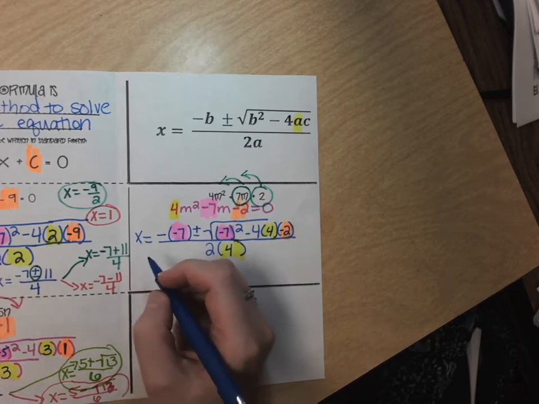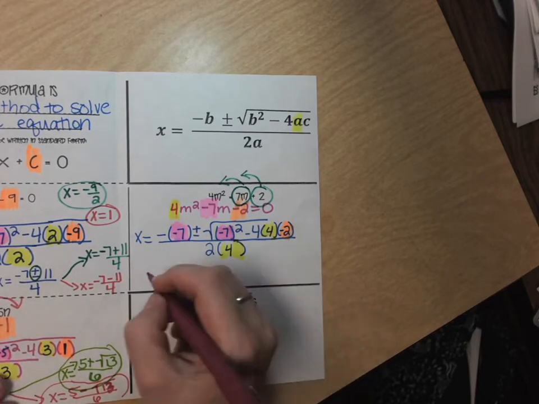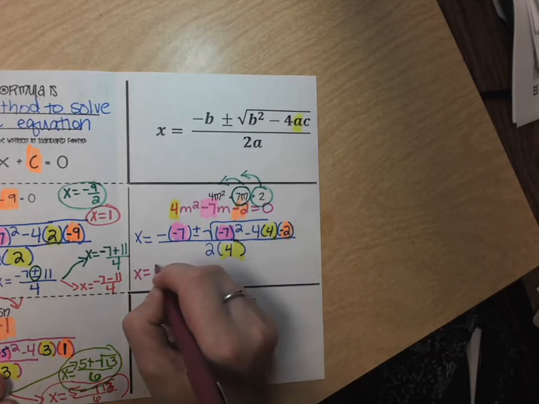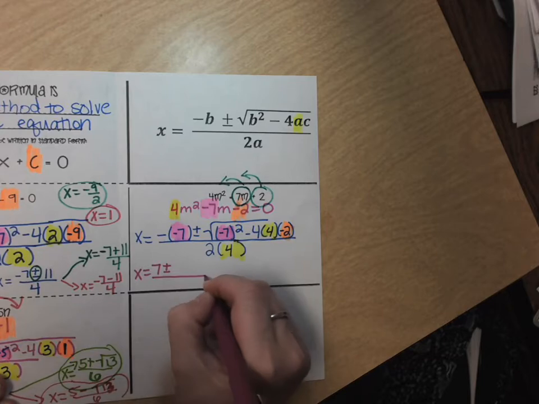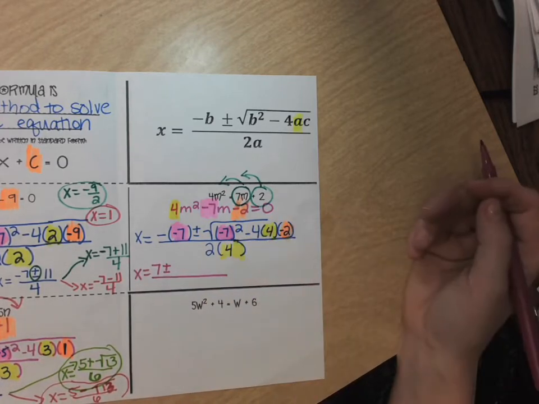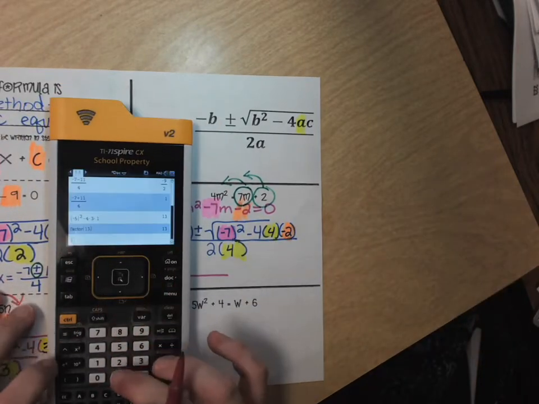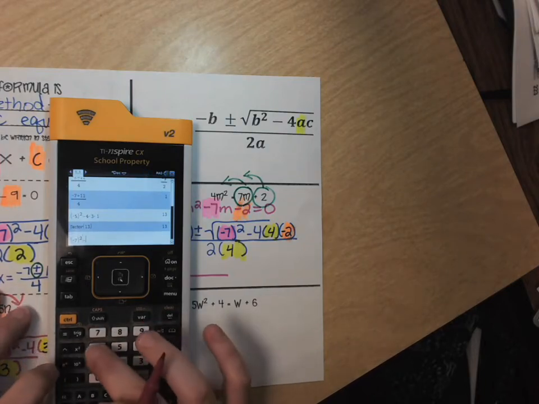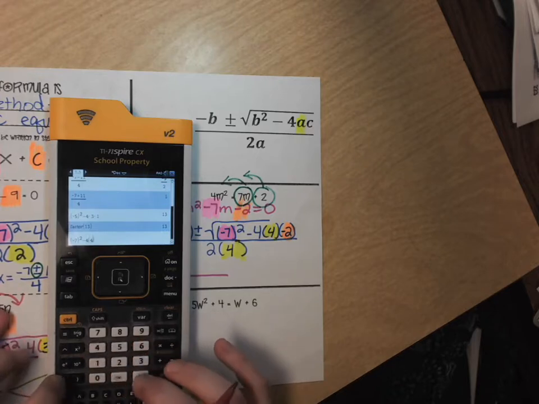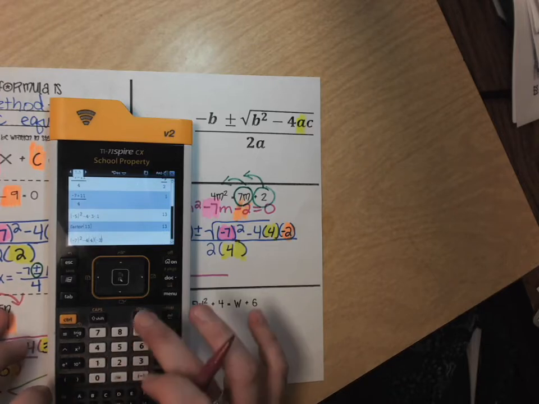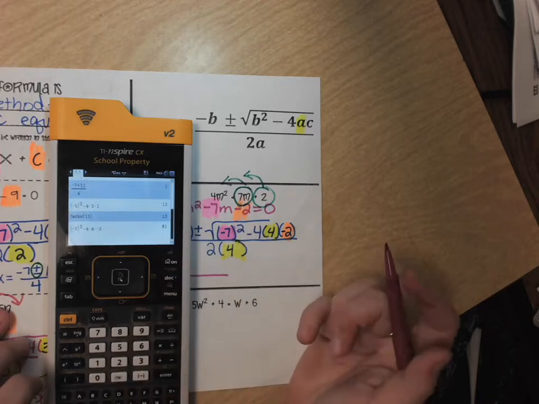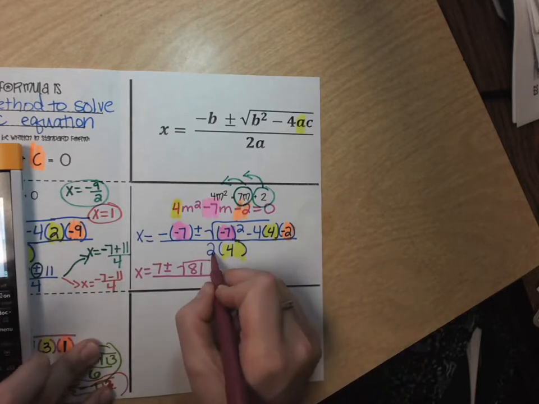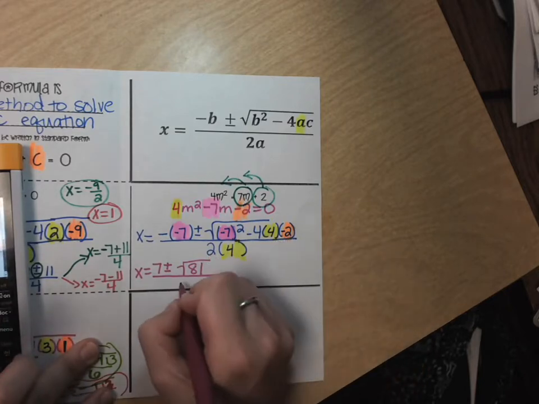Again, we've got to simplify. So we're going to do the same thing and we're going to simplify. Minus a -7. Minus a -7 is a +7. Let's do our square root portion. Inside, just like it looks, parenthesis, -7 squared -4, parenthesis, 4, and then a -2. It is a +81. So it's plus or minus 81. And on the bottom, 2 times 4, which is 8.